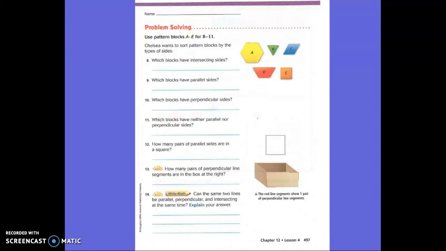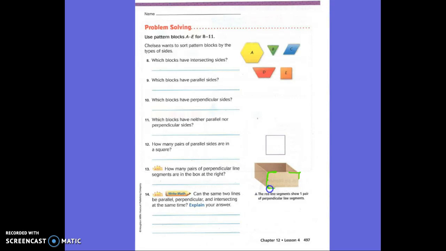Okay, number 13. How many pairs of perpendicular line segments are in the box at the right? Now, you're just doing how many are in the box, or showing on the box. Perpendicular means what? You can draw a box in them. Yes, it's where they cross. Okay, now this is a box, right? So they're showing you one right there and one right here. That's 2, right? Okay, what about this one? It connects to the other side. Yeah, that's okay though.